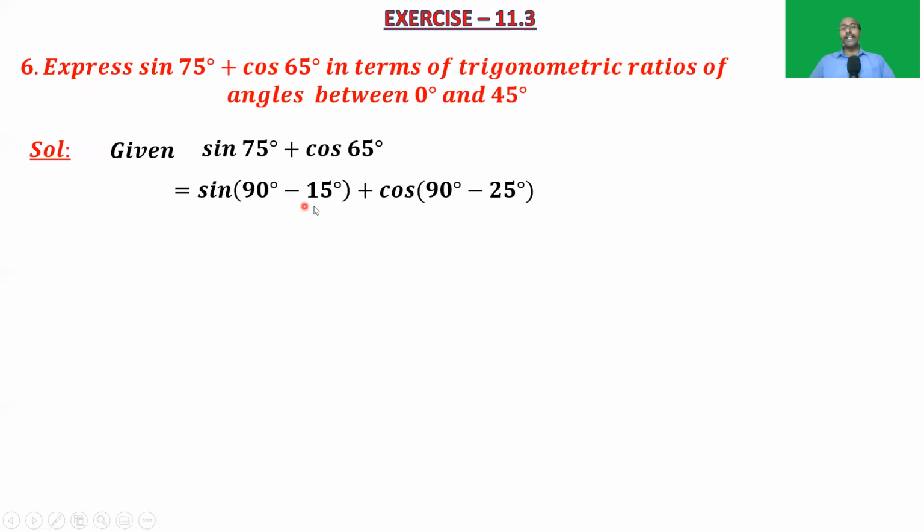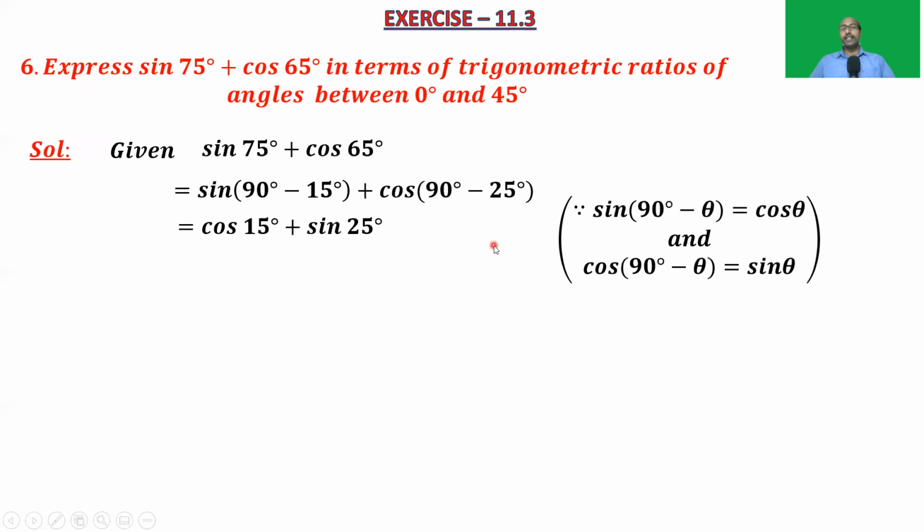Now we have sine of 90 degrees minus theta is equal to cos theta, as well as cos of 90 degrees minus theta is equal to sine theta. So here we get cos 15 degrees plus sine 25 degrees. And the reason is this one. So in this way, we can change this trigonometric ratio into ratios of angles between 0 degrees and 45 degrees.